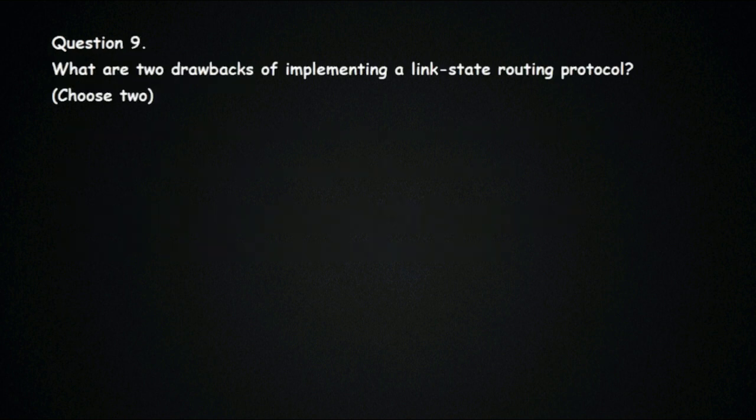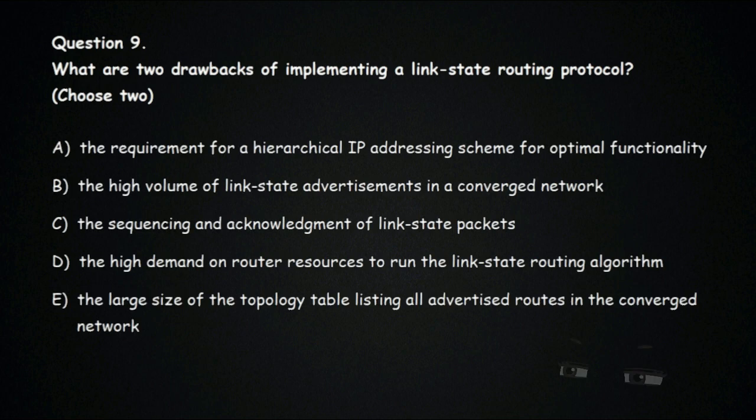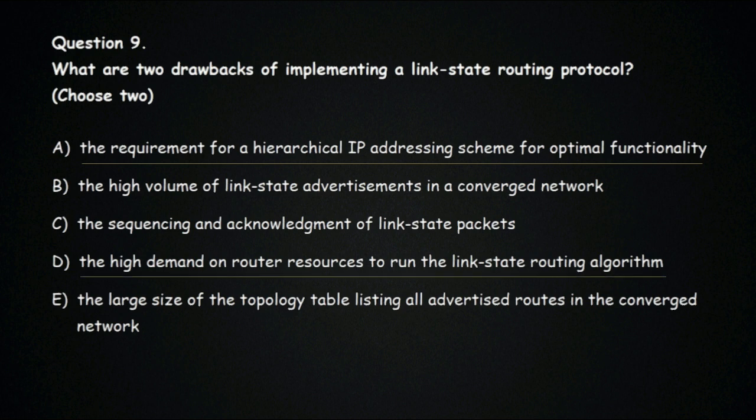Question 9. What are two drawbacks of implementing a link state routing protocol? Choose 2 options. Answers are A and D. The drawbacks of implementing a link state routing protocol are the requirement for a hierarchical IP addressing scheme for optimal functionality and the high demand on router resources to run the link state routing algorithm.